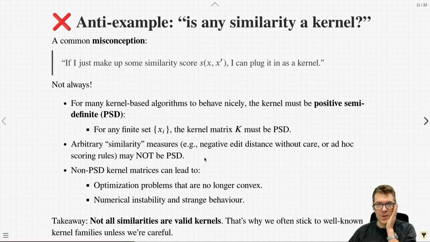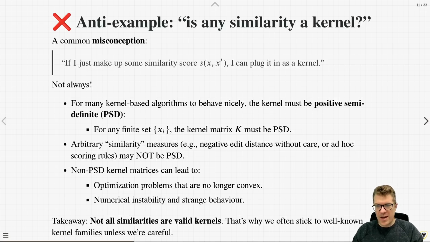Here's a little anti-example. I've kind of framed the kernel function as a similarity between 2 points. So is that kind of bidirectional? Is any similarity equivalent to a kernel? I mentioned it because this is a misconception that arises relatively frequently. If you decide just to make some similarity score between x and x prime, then you can use it as a kernel. And we want to highlight that this is not always the case, because for many kernel-based algorithms to behave nicely and to be able to learn reasonable models and functions from them, the kernel must be something called positive semi-definite, or PSD.